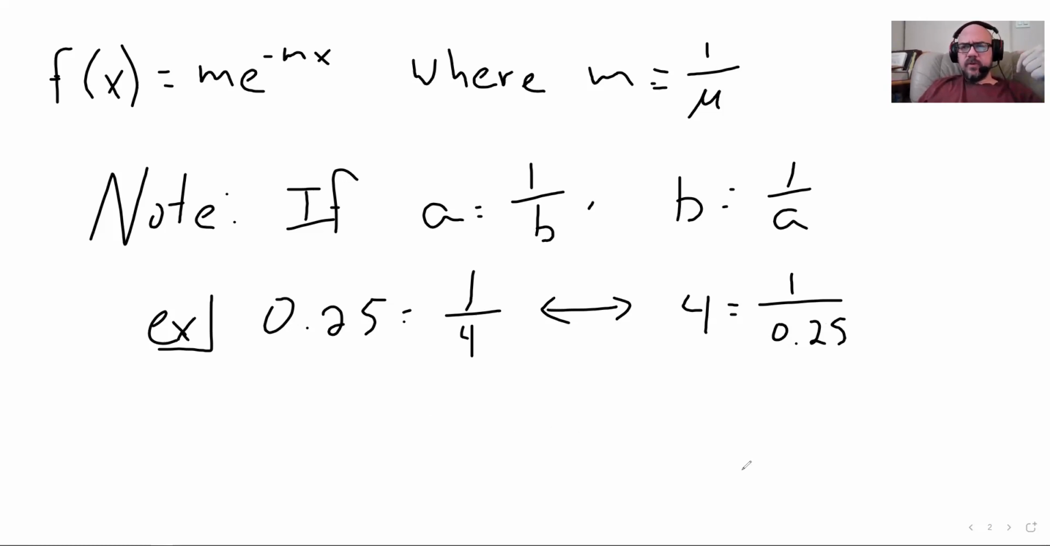I find that my students often don't realize this connection, but that is true. And the reason this is relevant is that sometimes you will be given one and have to find the other, or vice versa, right? You might be given m and have to find mu, or might be given mu and have to find m. In both cases, all you do is find the reciprocal of m to get mu, or the reciprocal of mu to get m.